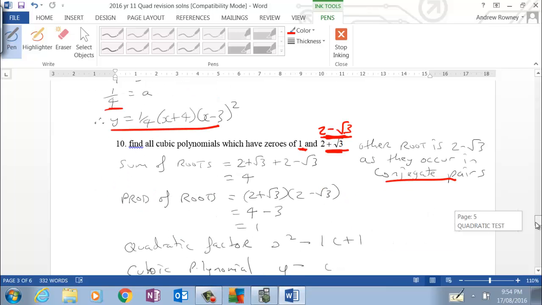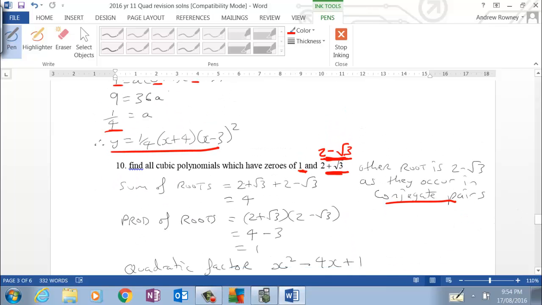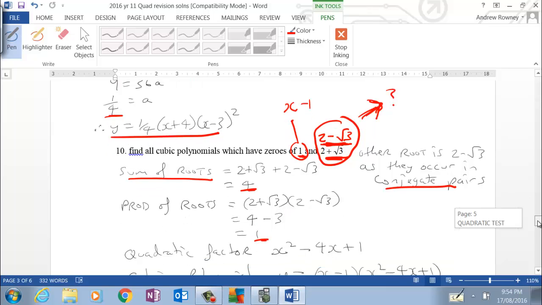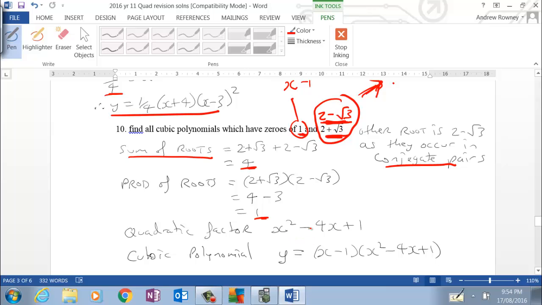Now, to get the quadratic factor from these two. This one easily gives a linear factor of x take 1, but we don't know what quadratic factor this gives. We could use the sum and product to work that out. So the sum of roots, you add the two together and get 4. The product of the roots, you multiply them together and you get 1. Now, that means a quadratic factor, which is x squared minus the sum x plus the product, is this here.